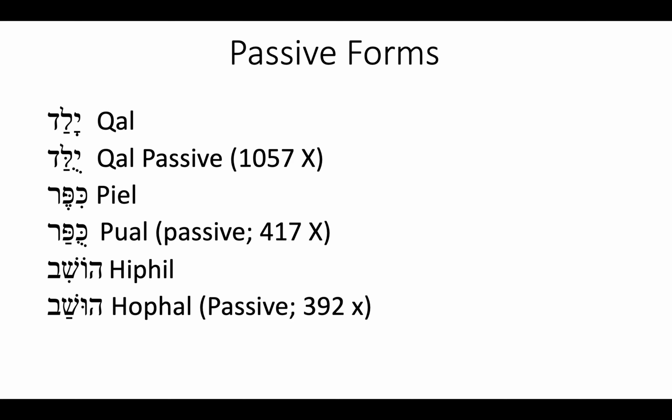So again, we get this u vowel. So if you see a verb starting with hu, it could be Hofal, although again, not terribly common in the biblical text. We have 392 of them by some count. So not awfully common, but they do exist. So I think the takeaway from these passive forms is that if you see a u vowel amongst the root letters, chances are it is some sort of passive, and then go to a dictionary or to other resources to see what kind of a passive verb it is.